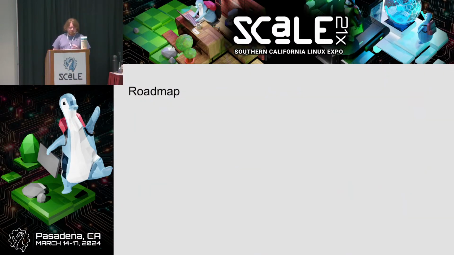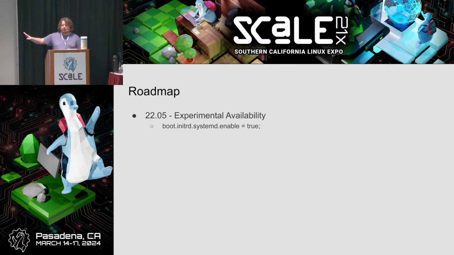So now I want to talk a little bit about the roadmap that we have for using systemd in stage 1, because it is an alternate implementation of stage 1. So first of all, in 22.05, it was added with an experimental note in the documentation, where all you have to do is enable this boot.initrd.systemd.enable option, and that'll turn it on. So for a lot of systems, that's all you've got to do, and that'll make it work. In 23.11, we've removed that experimental documentation and called it stable. We think that this is going to work for the vast majority of people.